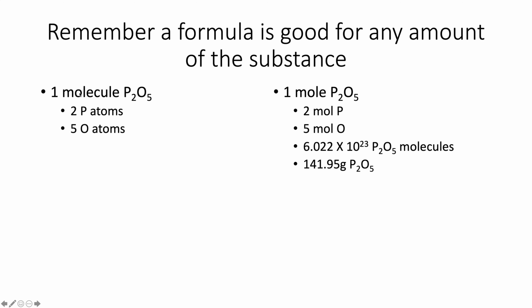Just to remind you, 1 molecule of P2O5 has 2 P atoms and 5 oxygen atoms. A mole of P2O5 has 2 moles of P, 5 moles of O. So see the ratio 2 to 1, 5 to 1, is the same. And then, of course, Avogadro's number for a mole and the molar mass. All right, we did this on the last set of slides.